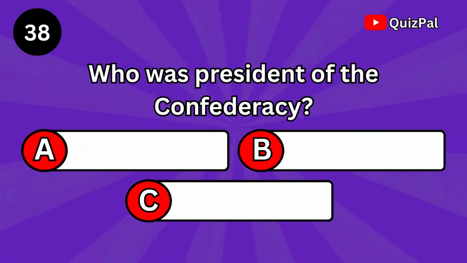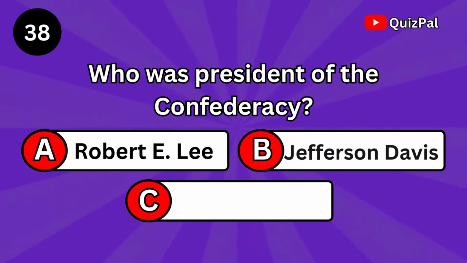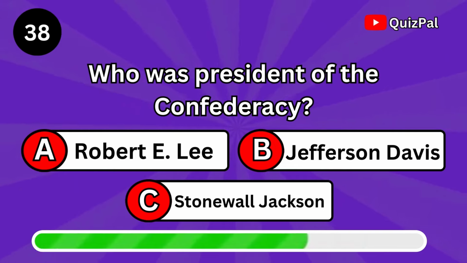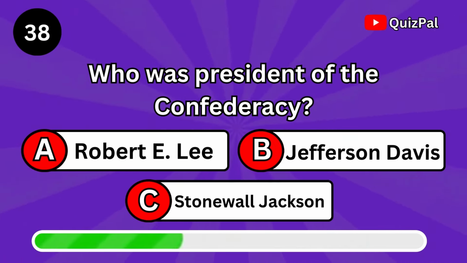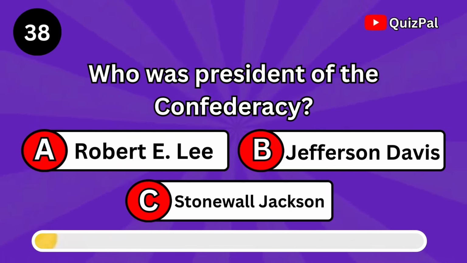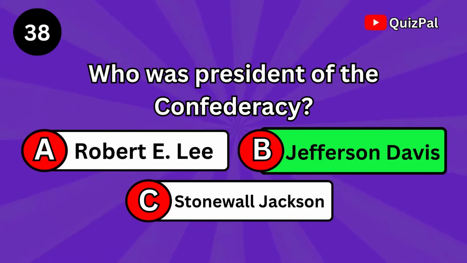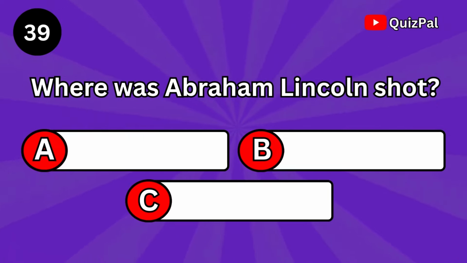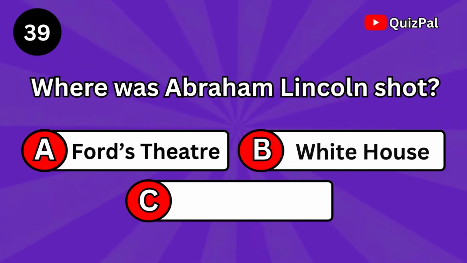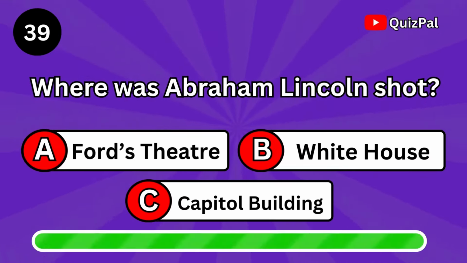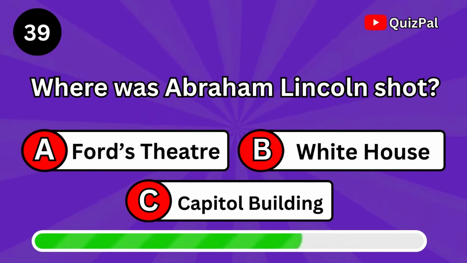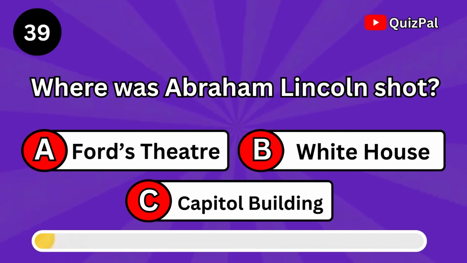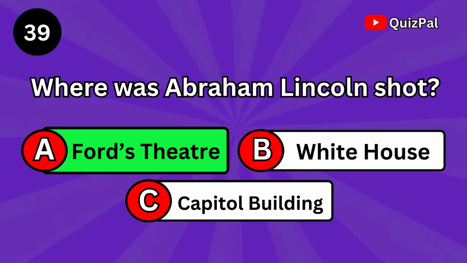Who was the president of the Confederacy during the Civil War? Jefferson Davis. Where was Abraham Lincoln shot? Ford's Theater.